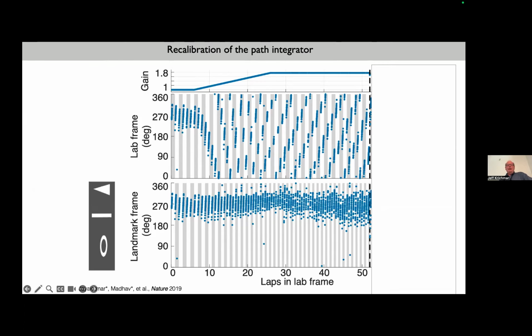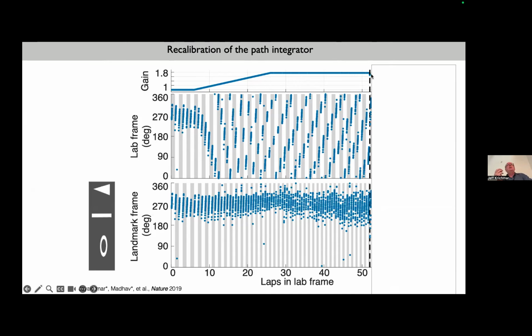So by now, in the lab framework, the landmarks are drifting around. But if you plot the firing of the place fields relative to the rotating cues, you can see it's very stable. This is classic visual landmark control over the firing of these place fields. The question we have is, what happens at this point when we turn the landmarks off?